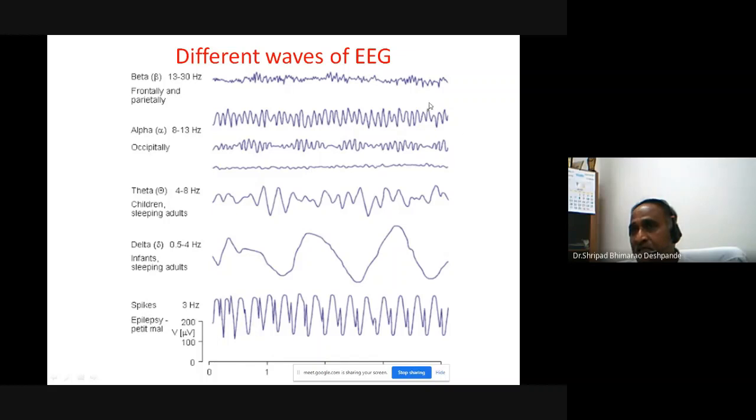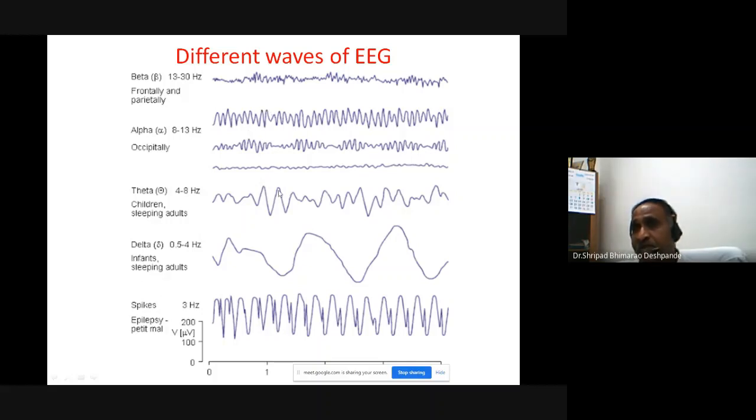These three recordings are the alpha waves, and this is the theta waves. They are present in children and in sleeping adults. You can just see that these waves are coming up like this. So these are theta waves, a low frequency between 4 to 8 hertz, but the amplitude is greater. If you are looking, the amplitude is greater.